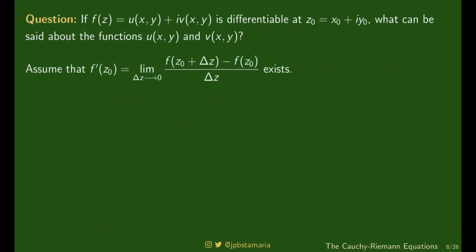So, kapag sinabing differentiable, ang meaning talaga natin nun, yung limit na ito yung nag-exist. No? But this time, I'm going to use the delta z notation because I find it more convenient. Pero tandaan nyo, ang ibig sabihin ng delta z dito ay delta x plus i delta y. Okay? Alright.